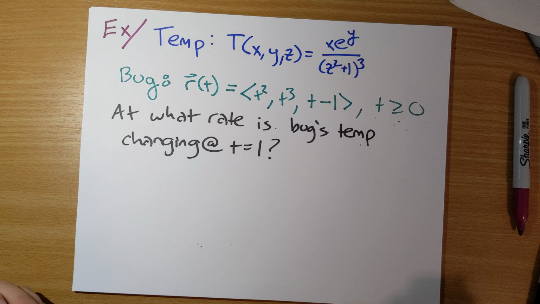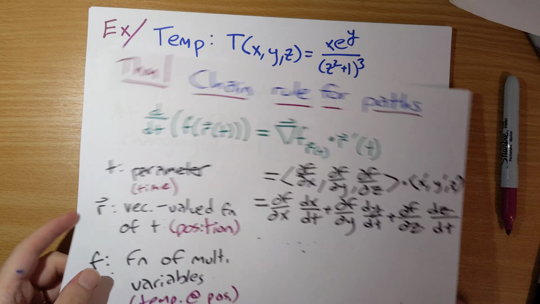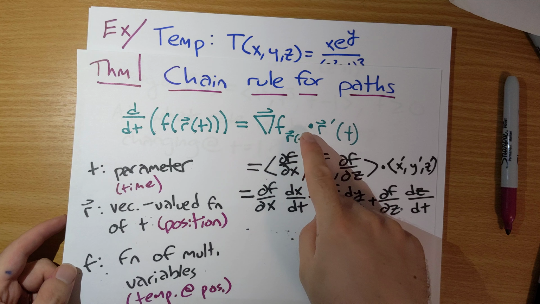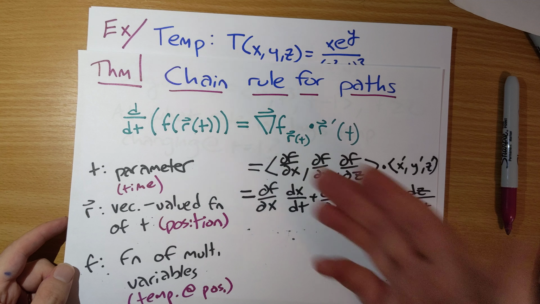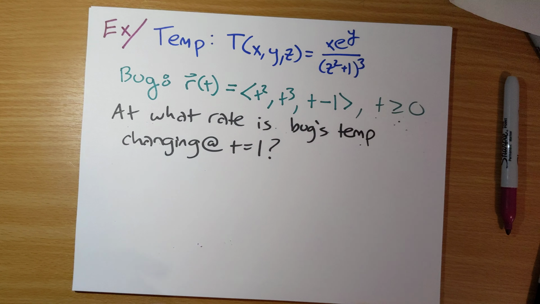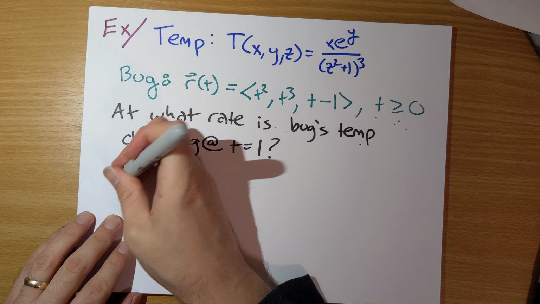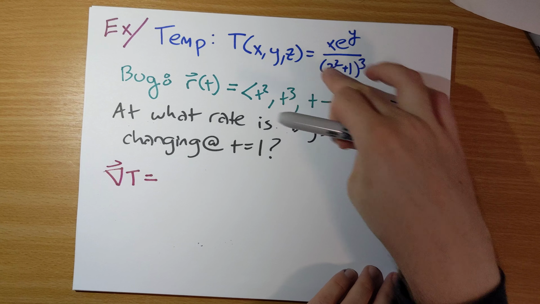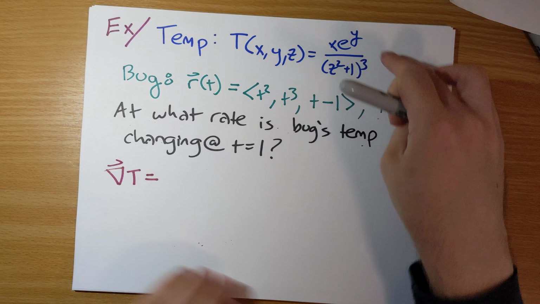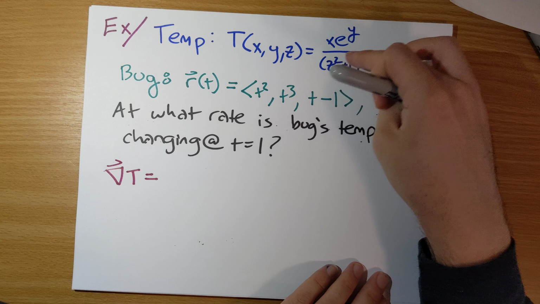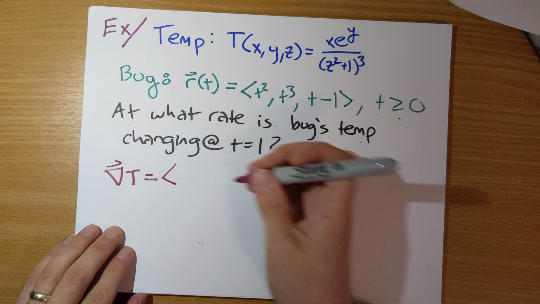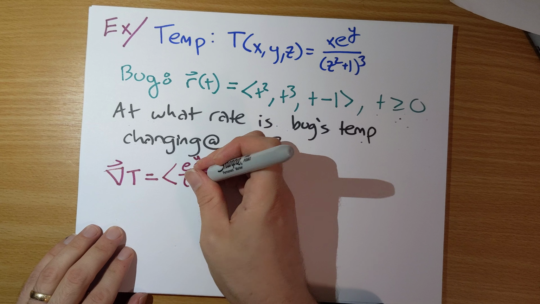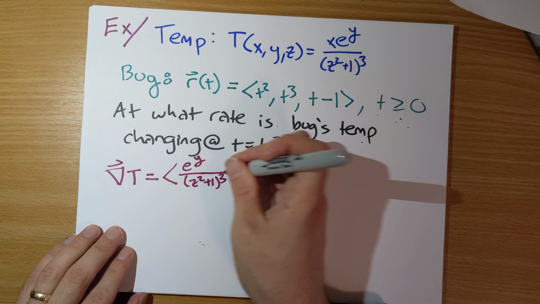So we'll do this using the chain rule for paths. What do we need here? We'll have to do lots of calculations. Like we'll need the gradient, we'll need some derivatives. Let's get to work on those calculations. So we need the gradient of T. We take the derivative of this with respect to x. Those were all constants, so it's just e to the y over (z cubed plus 1), all of that cubed.